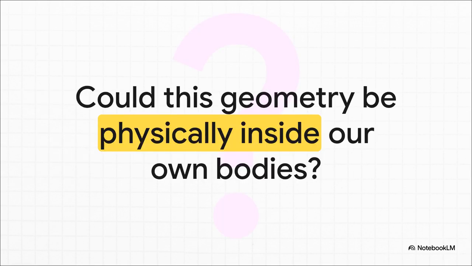So here's the crucial point. We've been talking about the Kagome lattice as an external model, right? A way to understand something. But what if it's not just an analogy? What if this geometry is already, physically, part of us?